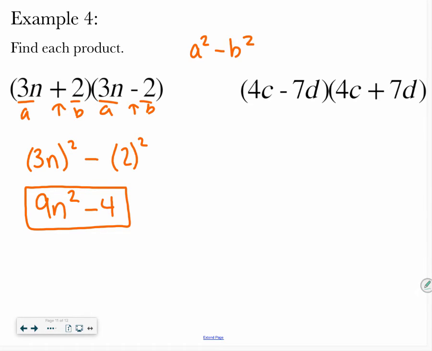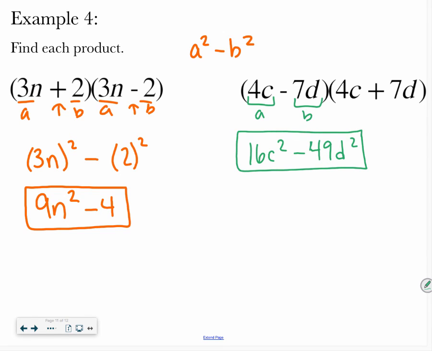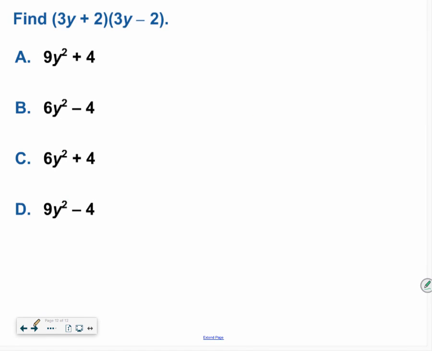Then, if we have 4c minus 7d and 4c plus 7d, again, I'm going to take my a term and square it, take my d term, or my b term and square it. So I have 16c squared minus 49d squared. And that's it. That's all you have to write. So you can see how memorizing that is beneficial because then you don't go through all of the steps of FOIL. Here's your last problem to do. Good luck.